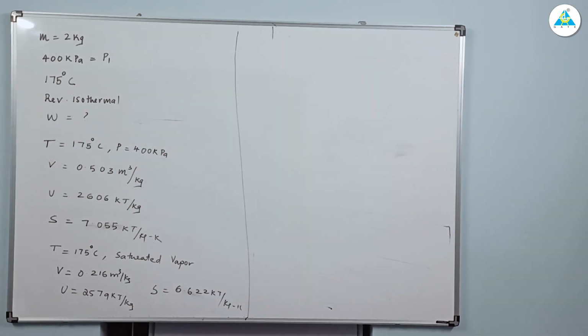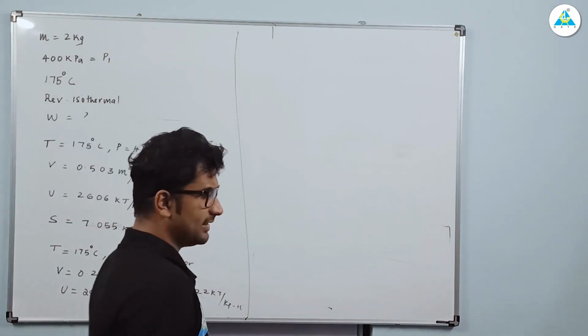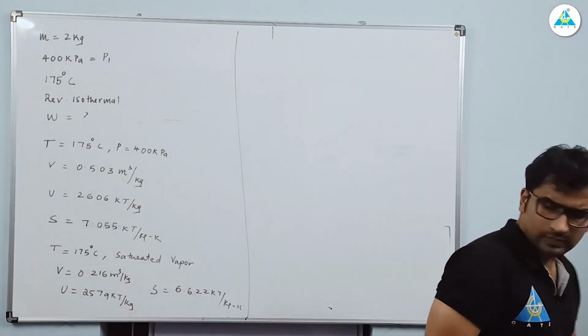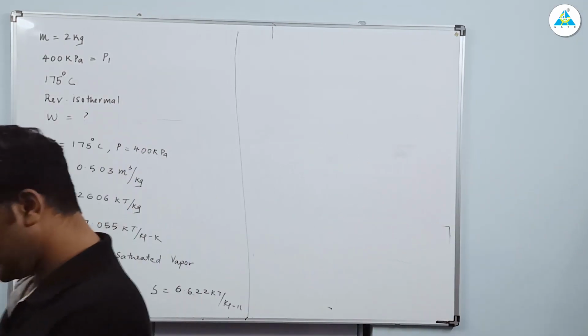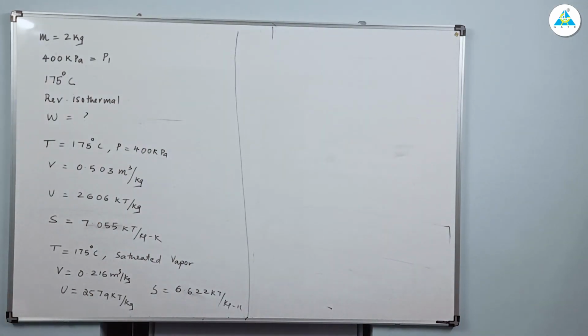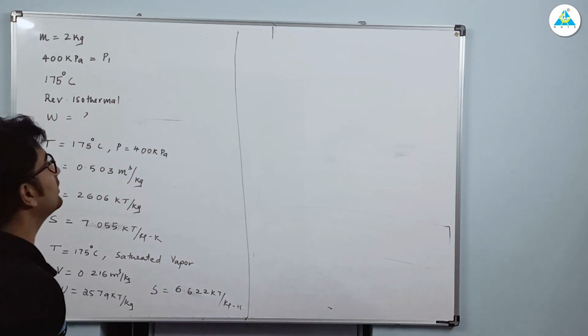Clear? First of all, they are asking you what is the work transferred, right? What is the work transferred? They are asking. What is the question? So once again, 2 kg of steam in a piston cylinder device undergoes a mechanically reversible isothermal compression to a final pressure such that, right, determine the work required for the process.